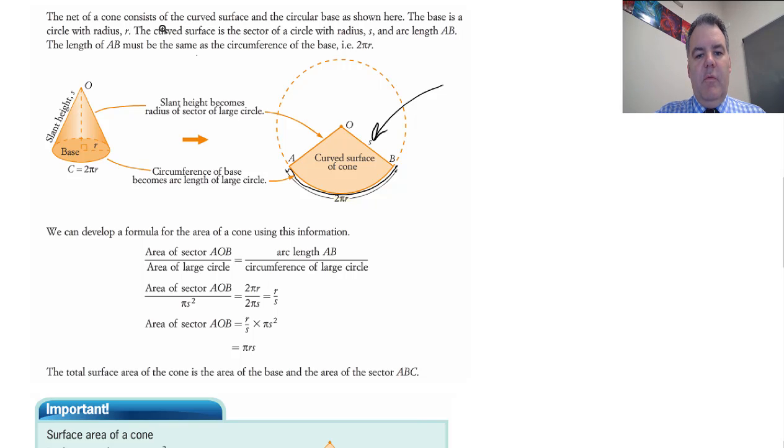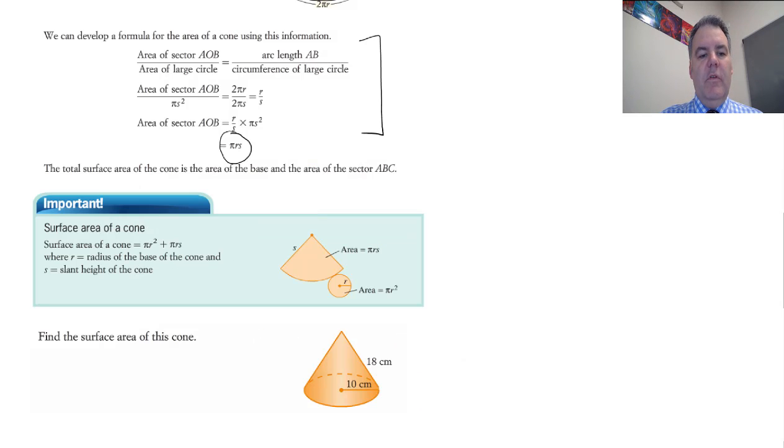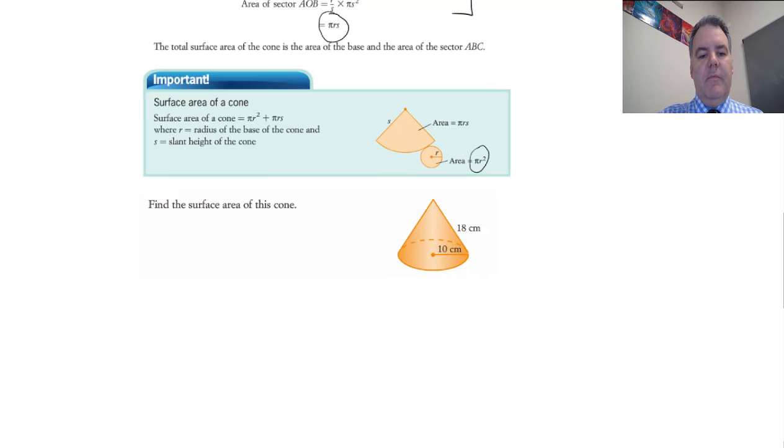Okay, so a little bit of information here. Don't worry too much about that. The end bit you need to get to is this. The curved surface area of a cone is pi r s, where r is the radius of the base and s is the slant height, this thing right here. Okay, so of course the full formula is pi r s, the curved surface area, and then pi r squared for the base of the cone.